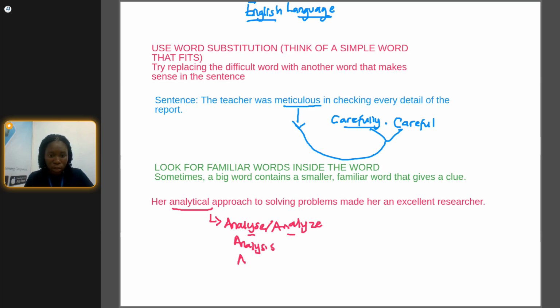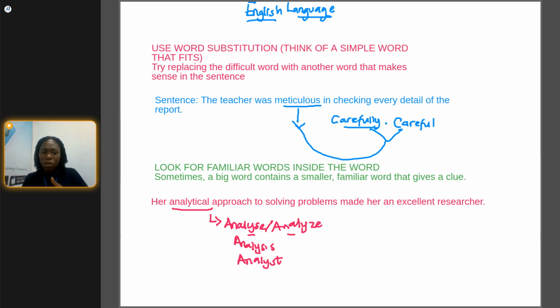Okay. You can use analyst, and this could be your familiar word in this word analytical. So you're wondering, what does analyze mean? You can say to examine in detail for understanding or interpretation. That's what it means to analyze. When you talk about analysis, what does it mean? The process of breaking down and examining something in detail. You just know that, okay, examining something in detail, that's what it means to analyze.